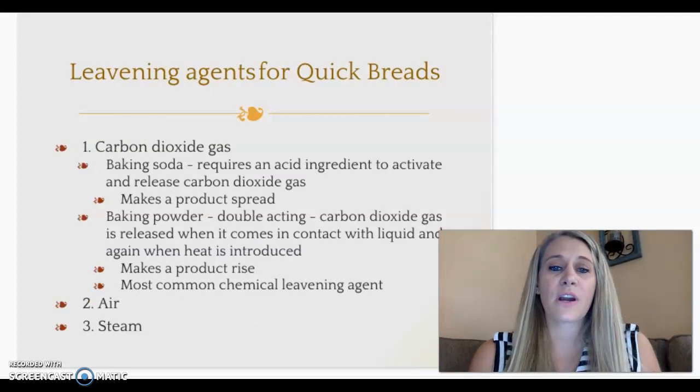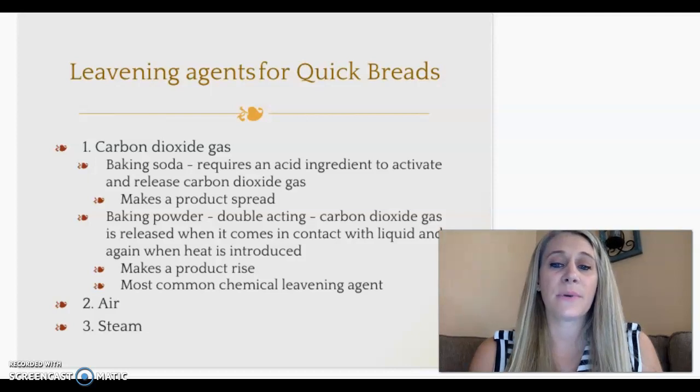Your leavening agents are carbon dioxide gas, and this is given off from baking soda. Baking soda, however, requires an acid ingredient to activate and release the carbon dioxide gas. So you would need lemon juice or orange juice or buttermilk in order to get that baking soda to work. Again, this makes the product spread.